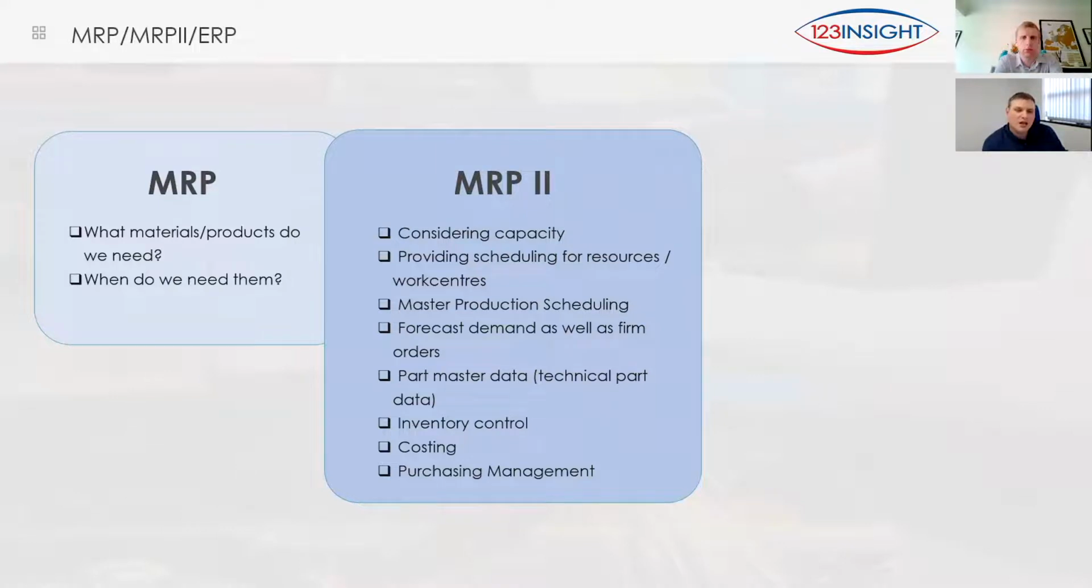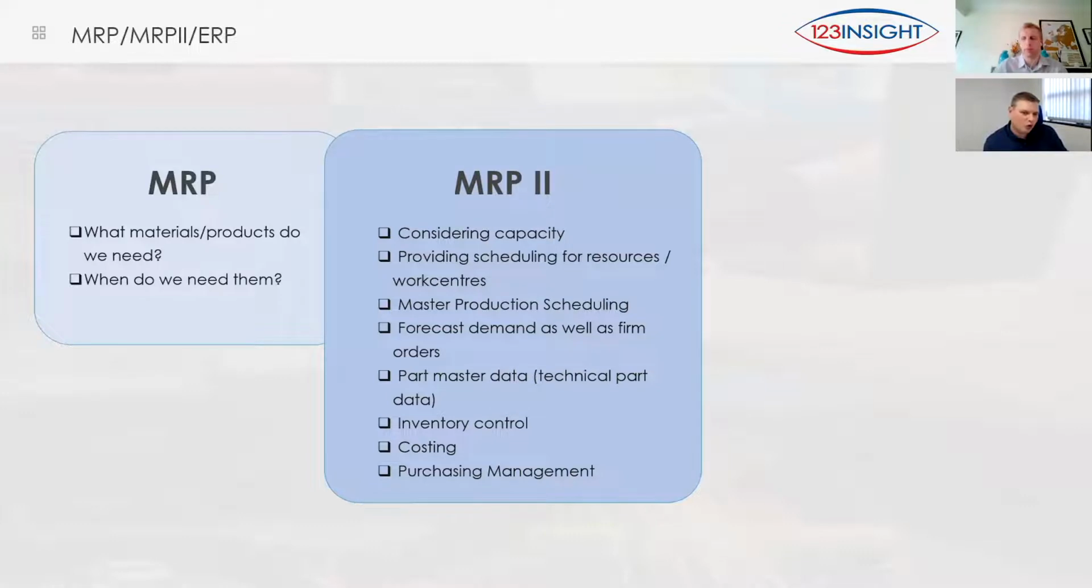We then had a book released by Oliver White, which was Manufacturing Resource Planning, or MRP2. And this added a whole load of concepts to that original material requirements planning. So we add in resourcing, looking at resources or work centers in the factory and looking at capacity. So it considers capacity in that MRP algorithm, in that rule-based running of MRP. It also looks at scheduling of those resources and so slotting jobs in to where they can go.